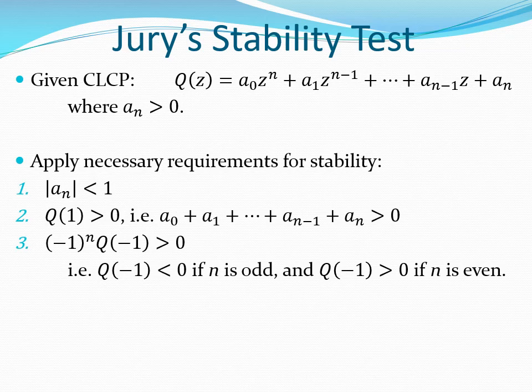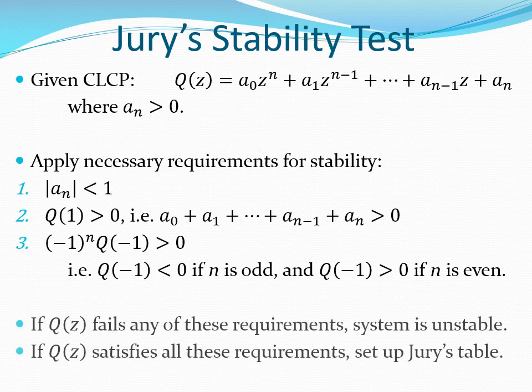The second step is to apply the necessary requirements for stability. These are: 1. The magnitude of An must be less than 1. 2. Q(1) must be more than 0. 3. (Minus 1) to the power n times Q(minus 1) must be more than 0. In other words, Q(minus 1) should be less than 0 if n is odd, and Q(minus 1) should be more than 0 if n is even. If Q(z) fails any of these three requirements, the system is unstable. If Q(z) satisfies the three requirements, we go on to the third step, which is setting up of the Jury's table.